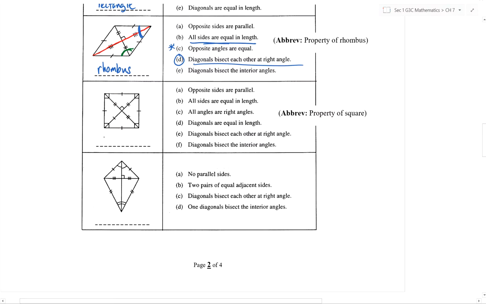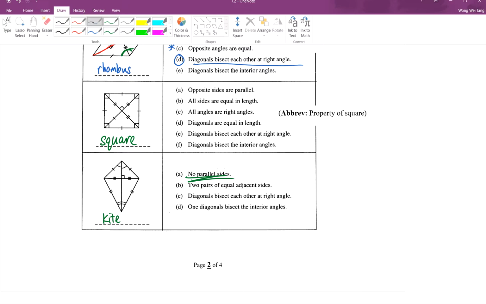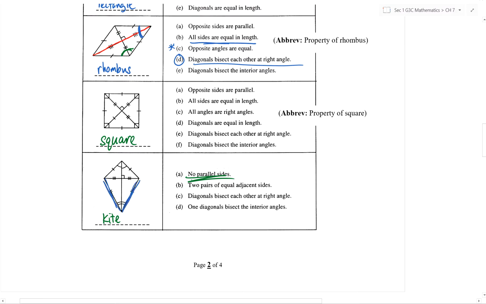So here, moving on, we have a square, and you should be familiar with the properties. Finally, we have a kite. So it looks like a kite, but in a kite, there are no parallel sides. There are two pairs of equal adjacent sides. Okay, so this green side and this side, they're adjacent to each other and they have equal length. The other two sides at the bottom, they also have equal length.